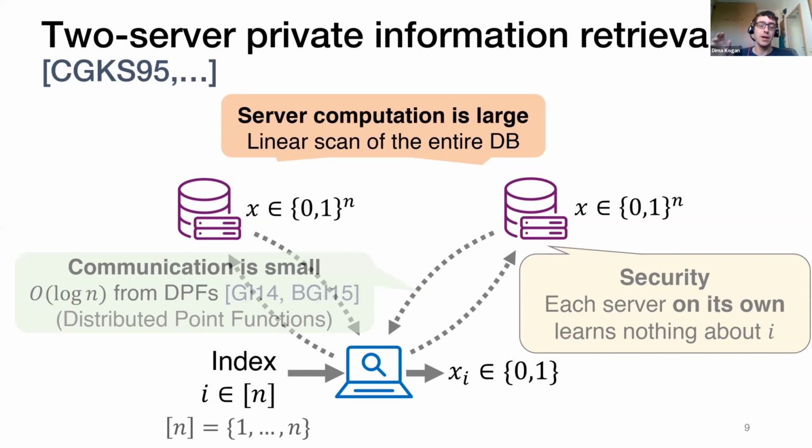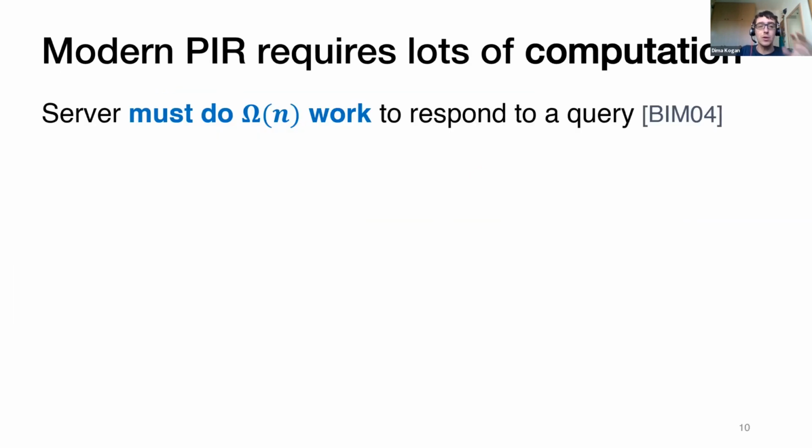In particular, in those protocols, the servers need to scan the entire database to respond to each query by the client. And this is very inefficient because for every query you need to do work which is proportional to the size of the database. And this is actually not just some kind of coincidence. There's actually a lower bound from a work by Beimel, Ishai, and Malkin that shows that the server must do omega of n work to respond to a user query.